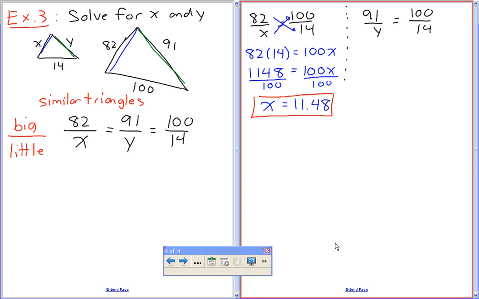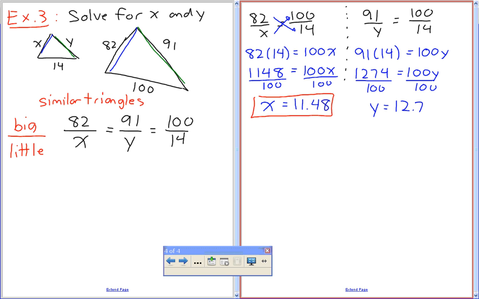91 times 14 equals 100y. 91 times 14 is 1274. 1274 equals 100y. Divided by 100. And then y equals 12.74. I'm not good with teen numbers.